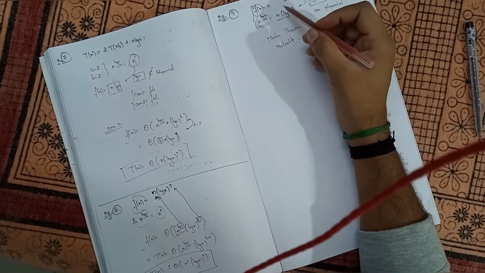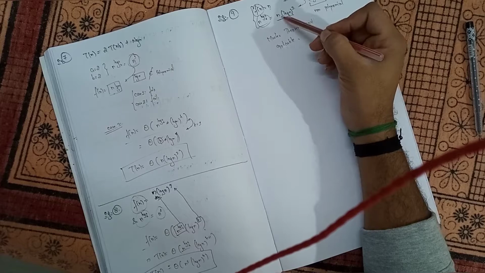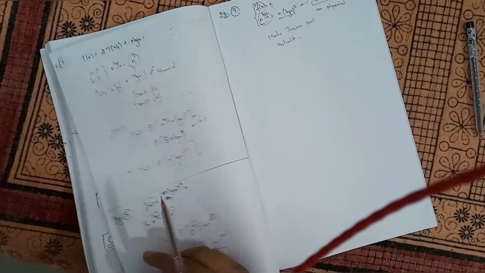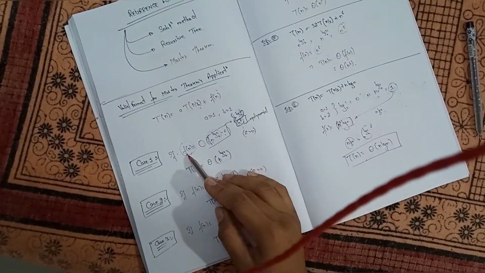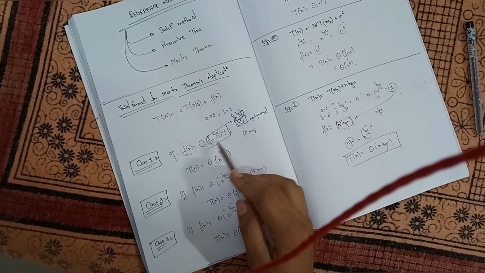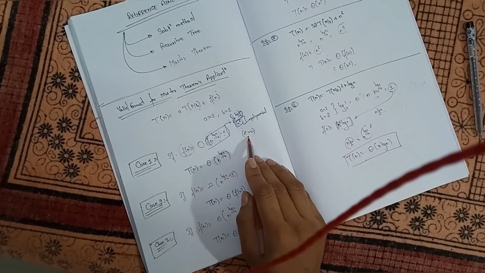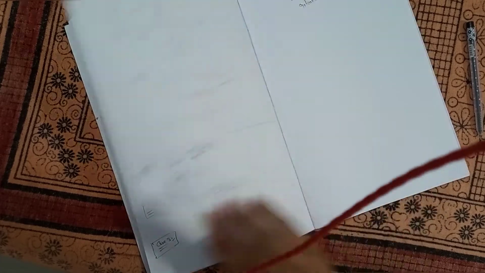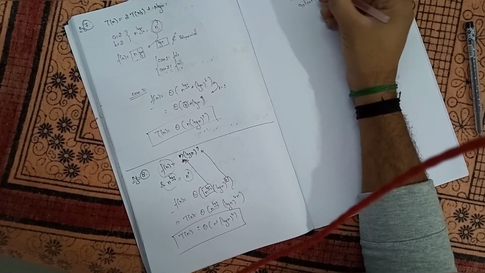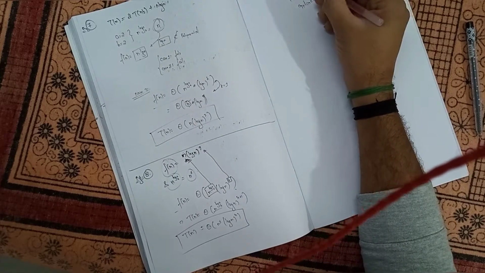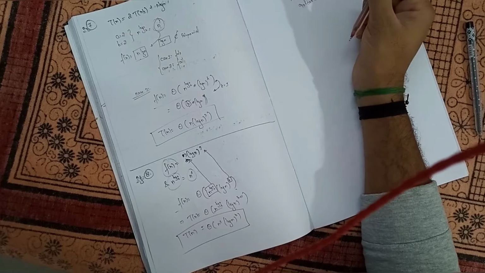Okay, see, f of n is clearly less in growth than n power log a base b. So you see f of n is less than n power log a base b, so case 1 should be satisfied, but no, case 1 is not satisfied because it shall be polynomially greater. It is not polynomially greater, it is logarithmically greater. So if it is logarithmic, we cannot apply the Master theorem.